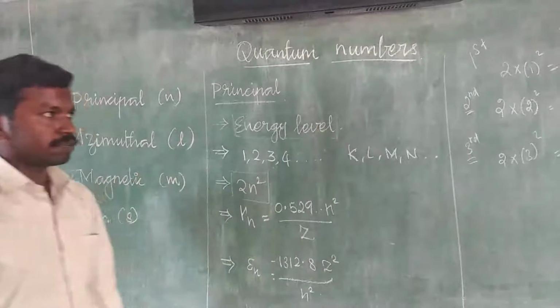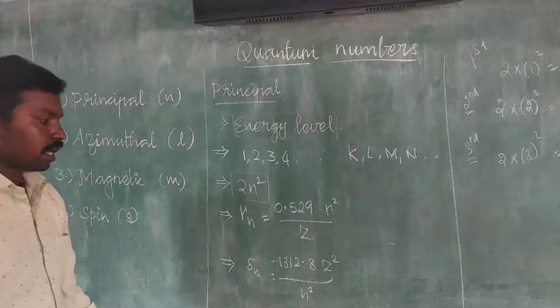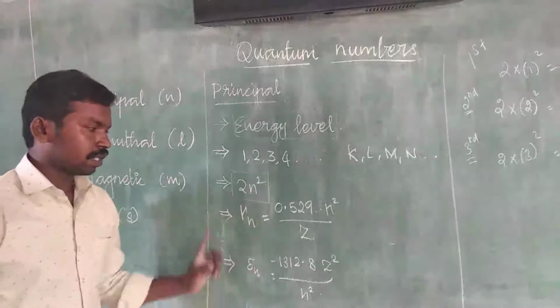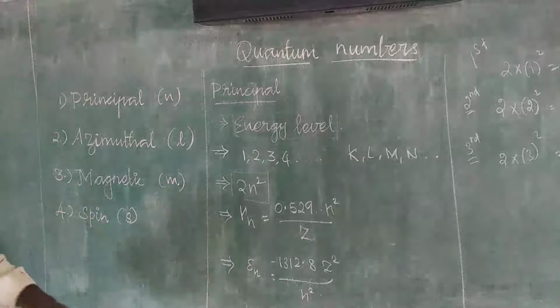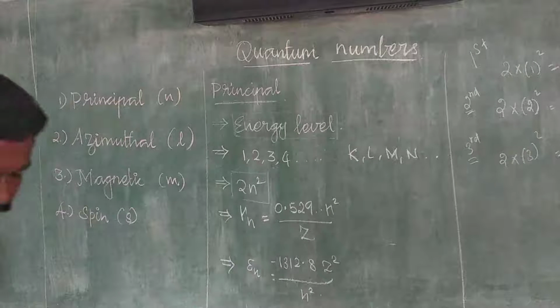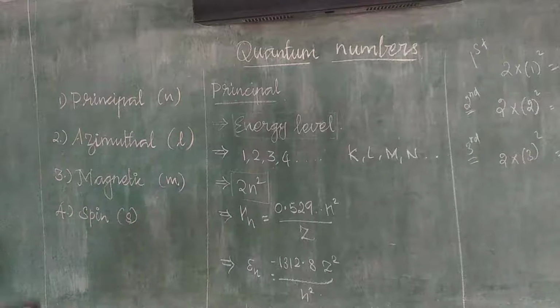Then for various orbits we have found the maximum number of electrons. Then the radius and the energies of electrons can be found by using the principal quantum number. Okay, so this is the information about the principal quantum number.